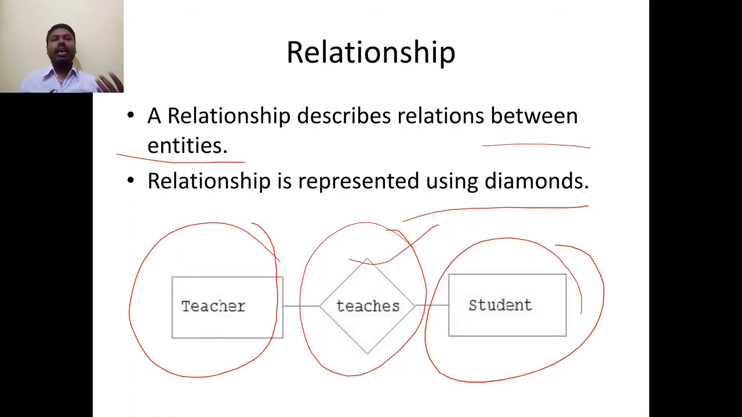Next, finally, relationship. What is a relationship? It describes relations between entities. How do we represent it? We represent it using a diamond symbol.